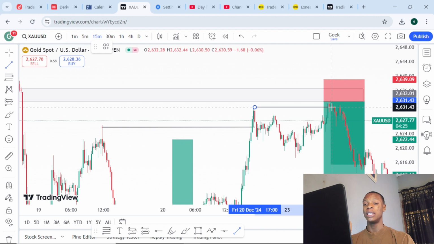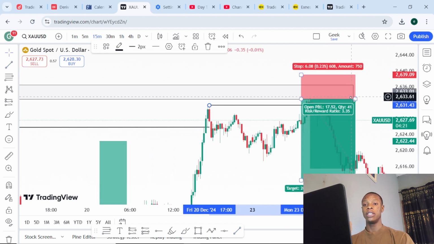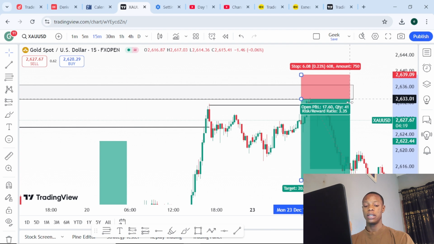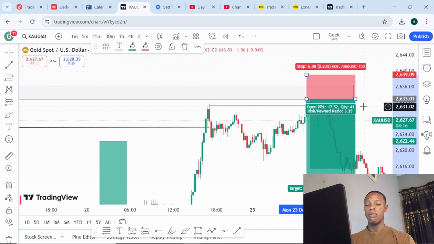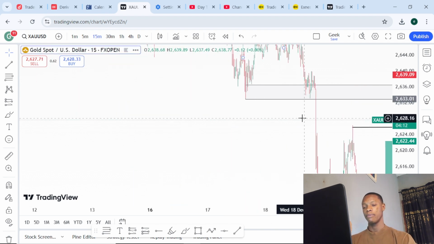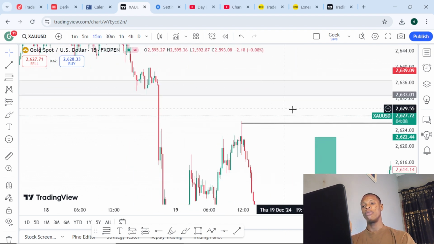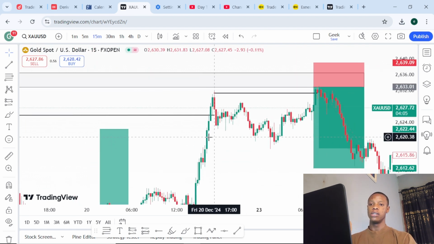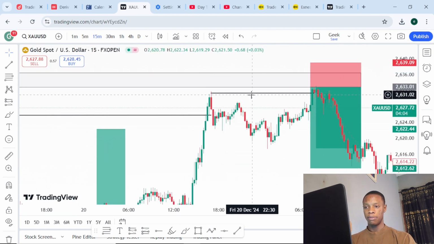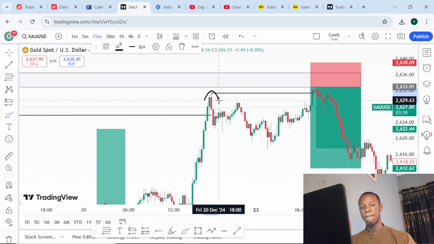I remember I also explained this to my students in one of our classes. Someone asked how or why I took the trade. The person said he didn't see any other block. Then I told him it was a breaker block. Then he was like, explain where's your draw on liquidity and all of that. So I literally explained this to them. This high is also a draw on liquidity.